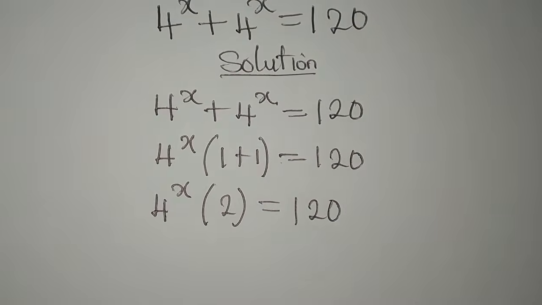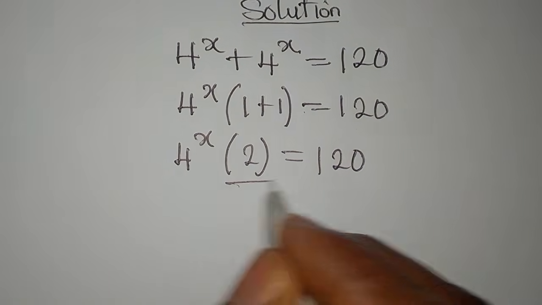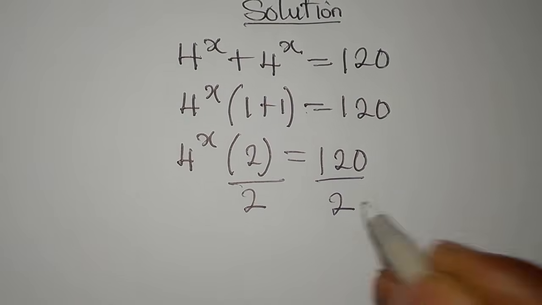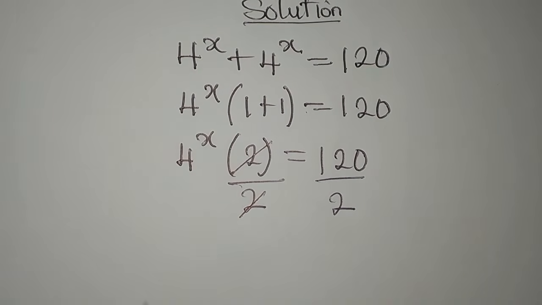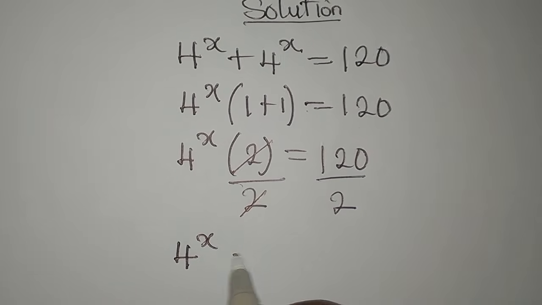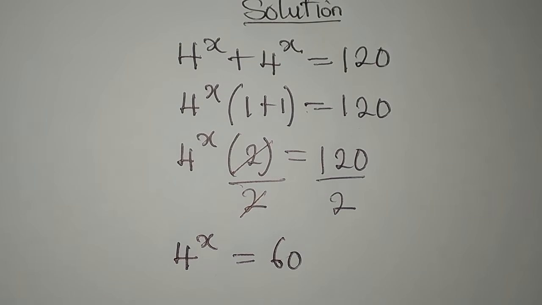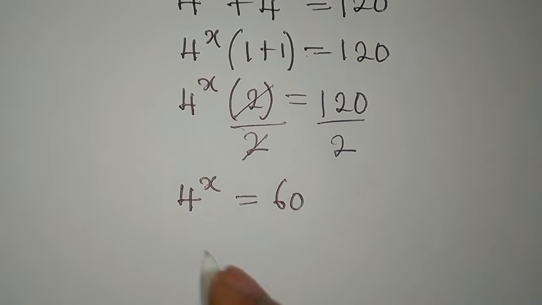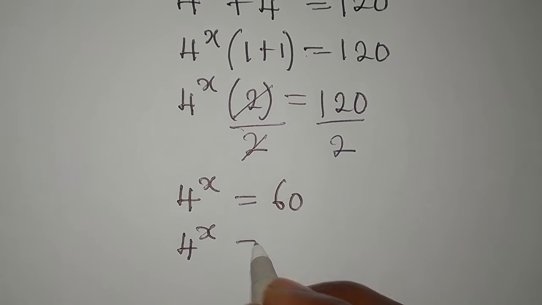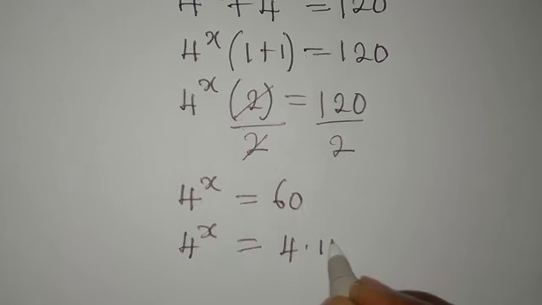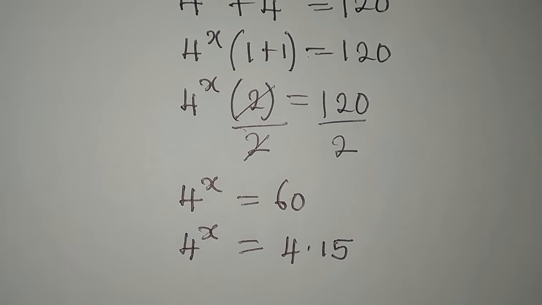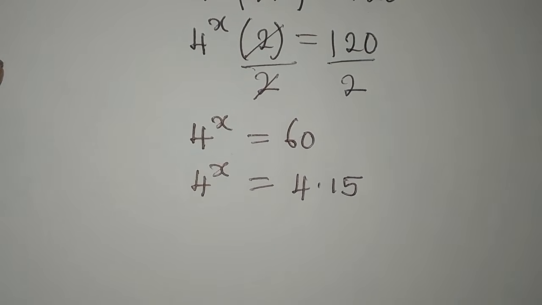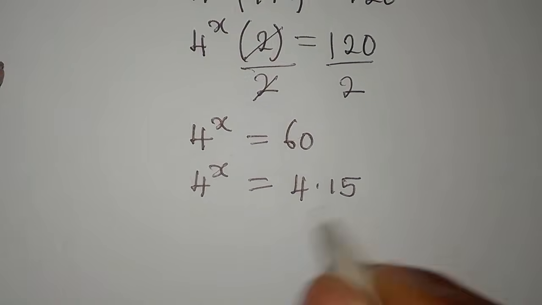The next target is to remove the 2, so I divide it by itself and it must be on the other side. So this will go. Now 4 to the power of x is equal to 60. So what again should I do? 4 to the power of x will be equal to 4 multiplied by 15, because 4 times 15 is 60. Now, the next point again is to take the log of both sides.